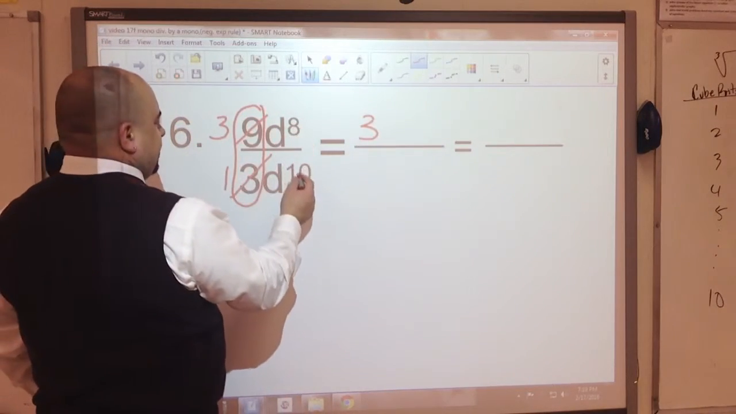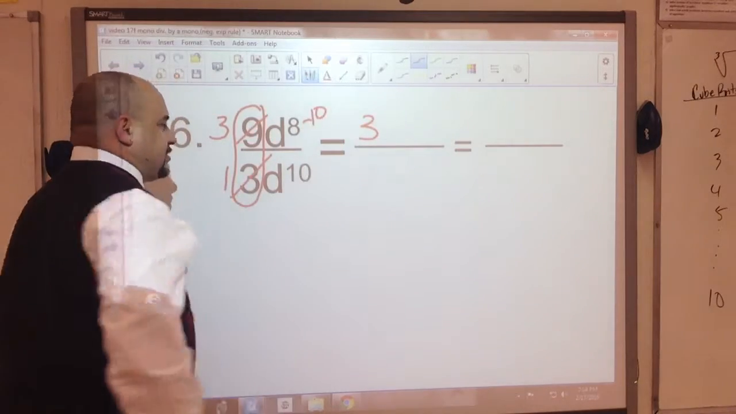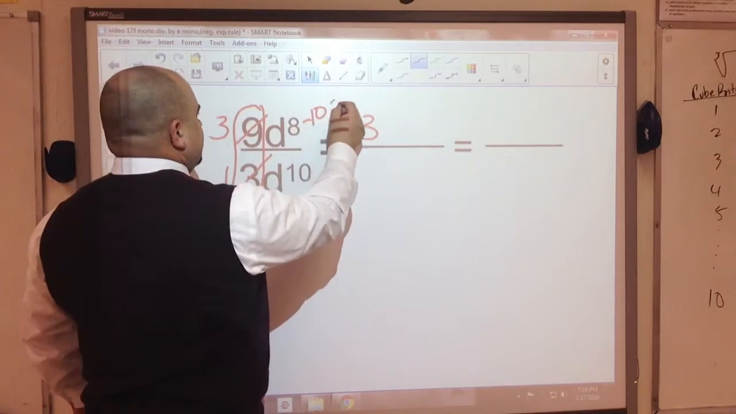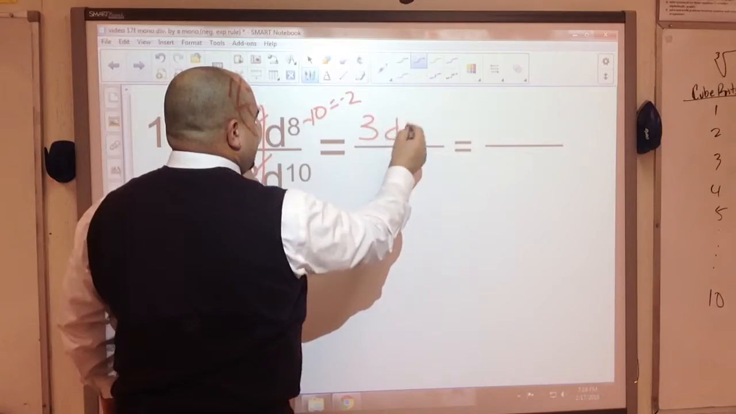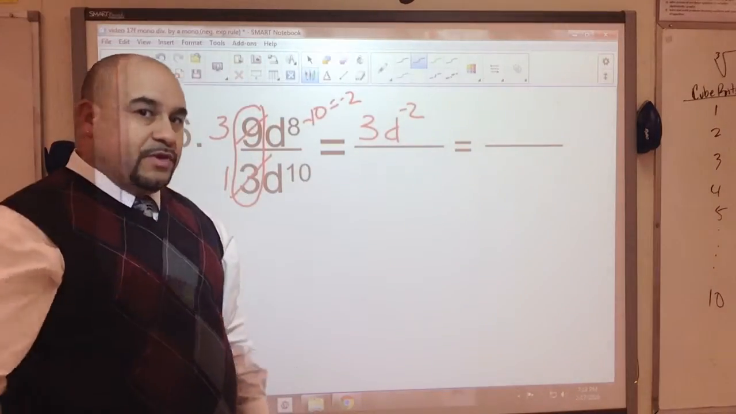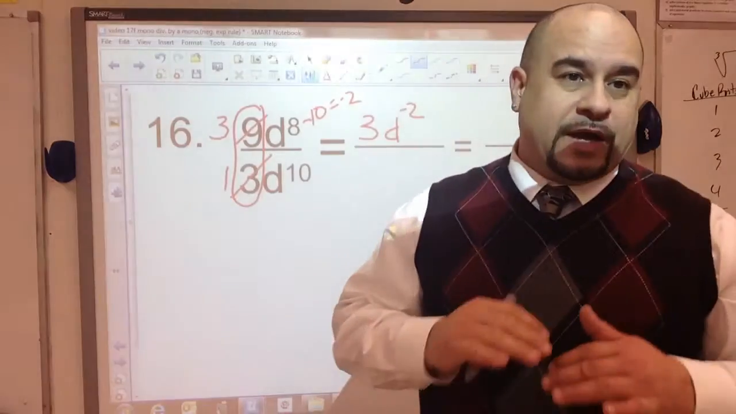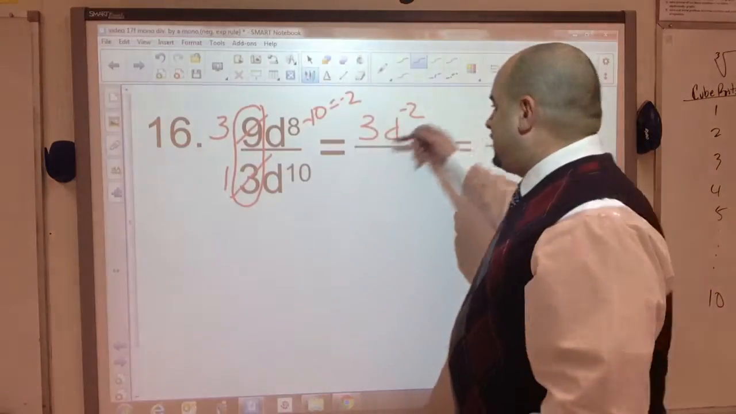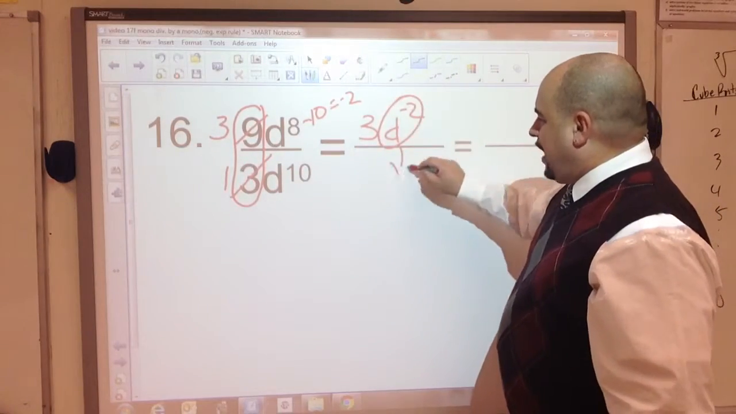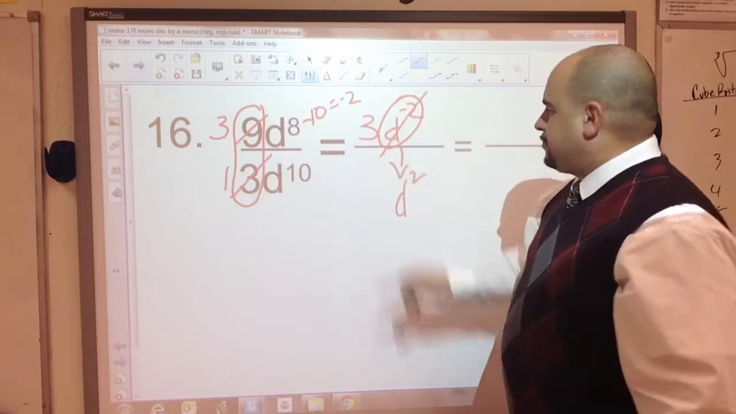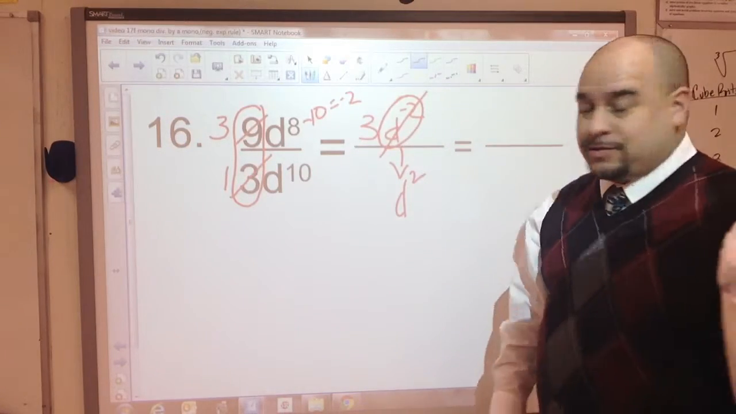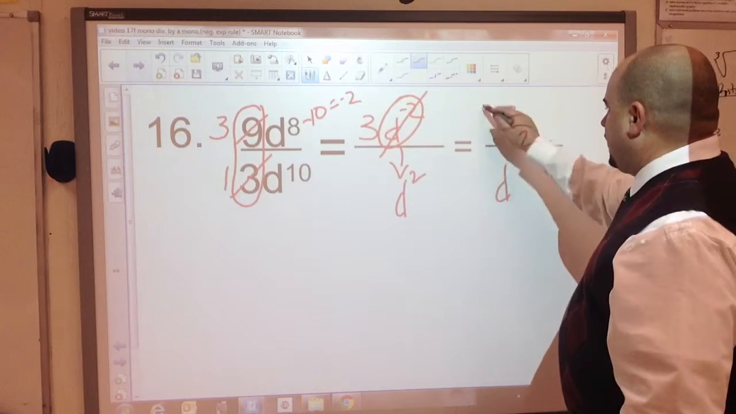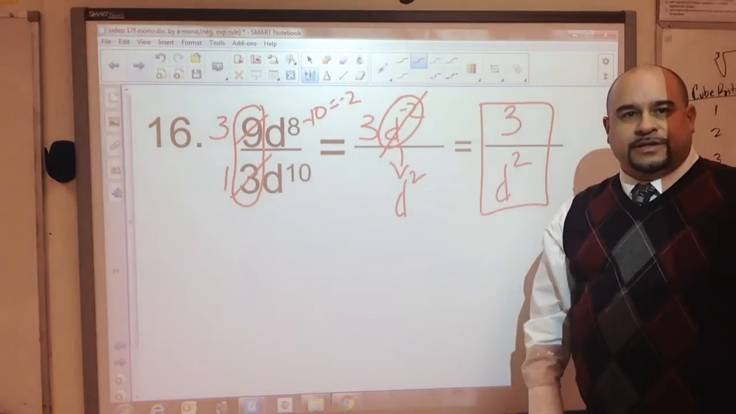Now you have 8 minus 10. I always tend to do all the work on top. So you have 8 minus 10, which is negative 2. So here I have d to the negative 2 power. But if you remember what I said a minute ago, no negative exponents in your answer. So because it's negative up top, I am going to move it to the bottom and make it positive. So now let's write our final answer. You have 3 up top, and you have d squared on the bottom. And so that is our final answer.